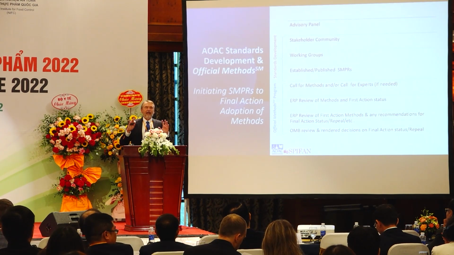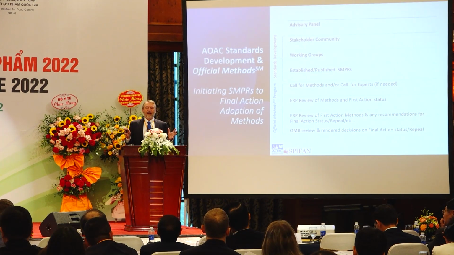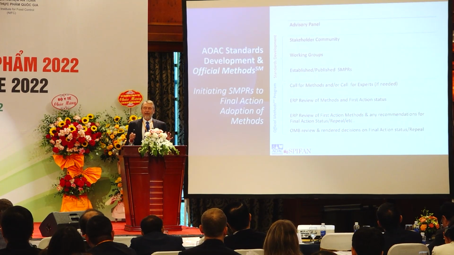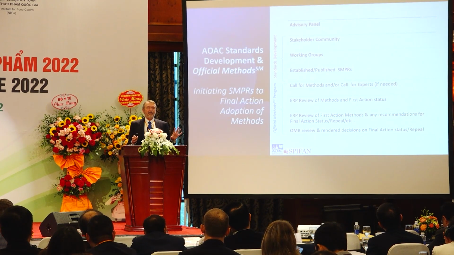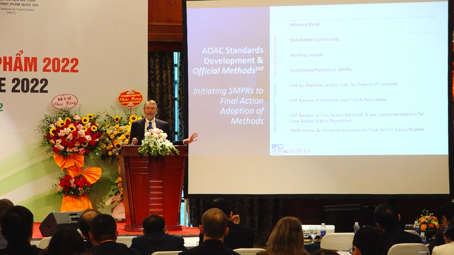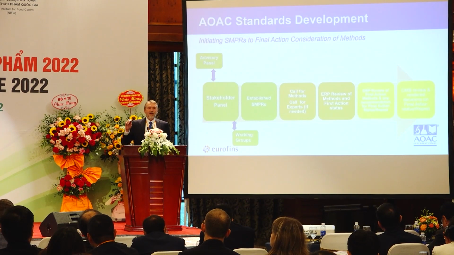So the quick look at the standards development process begins with an advisory panel that decides what the priorities are. Then a very large group of stakeholders come together to define the process and define what the test method requirements are. Then we have very technically focused working groups that work out the details of the SMPRs. Once these SMPRs are approved, we go about validation studies, and we have expert review panels that then look at the methods that are validated in this system, compare them to the SMPRs, and decide if we have effective working standards.